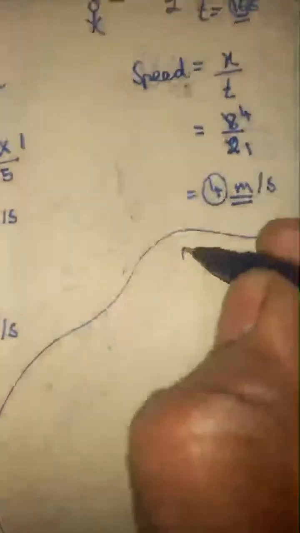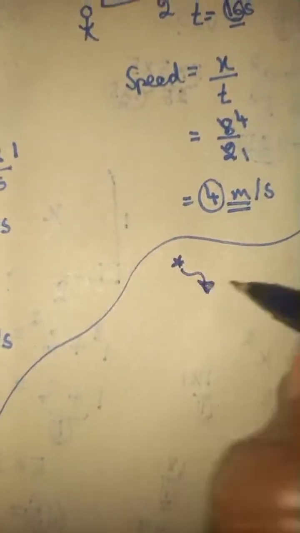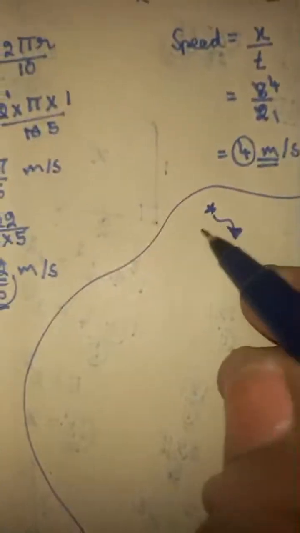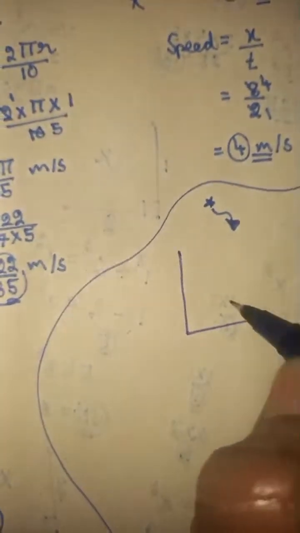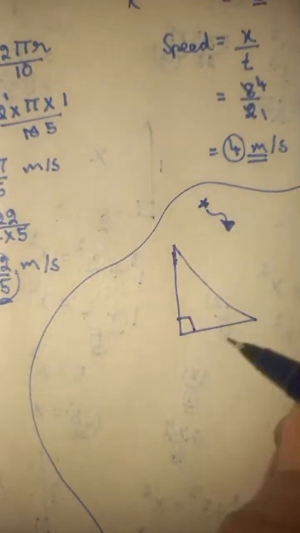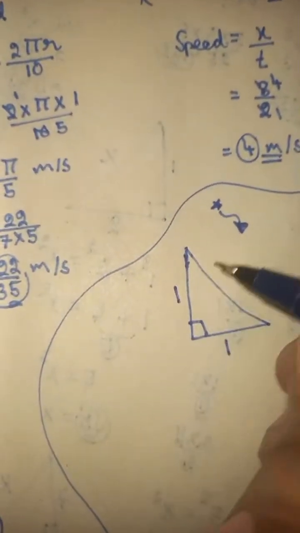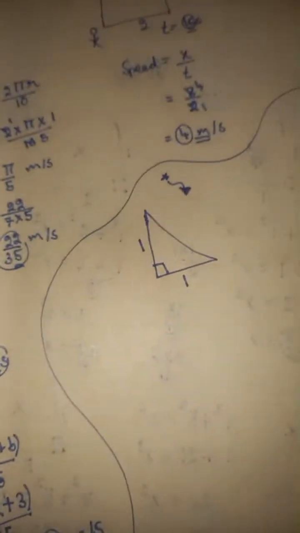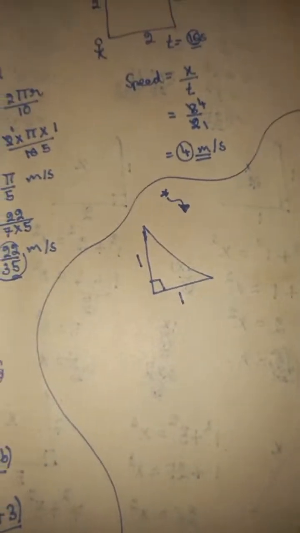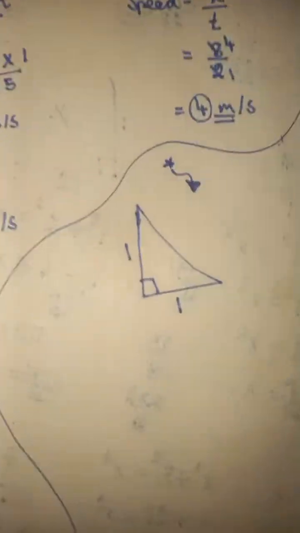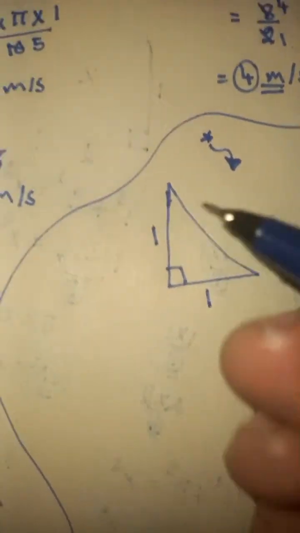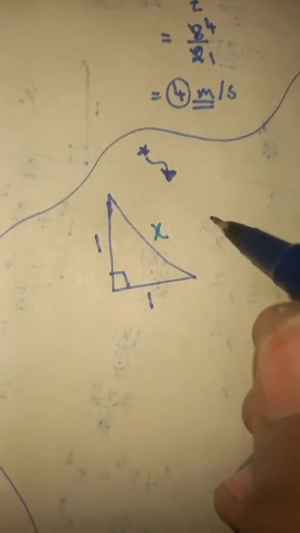Now I'm going to start by telling about the basics of trigonometric problems. Here, first, a right angle triangle is given. In this right angle triangle, these two sides are 1 unit. You need to find out the different trigonometric ratios after finding the hypotenuse value. This is x, which is nothing but the hypotenuse.